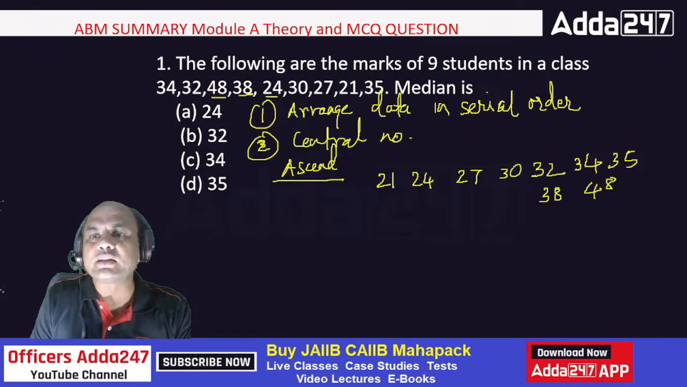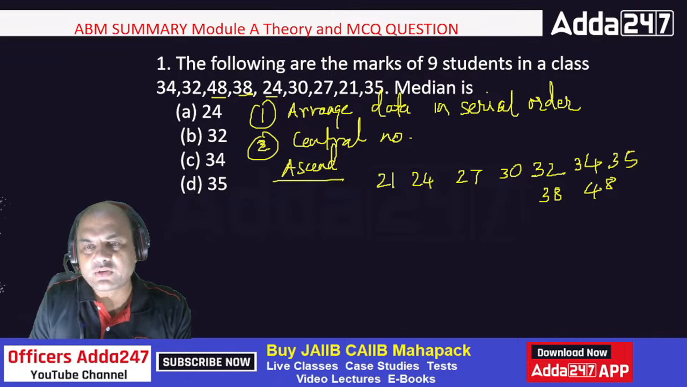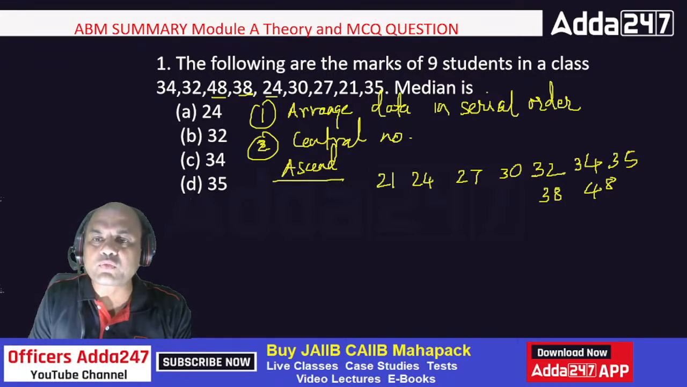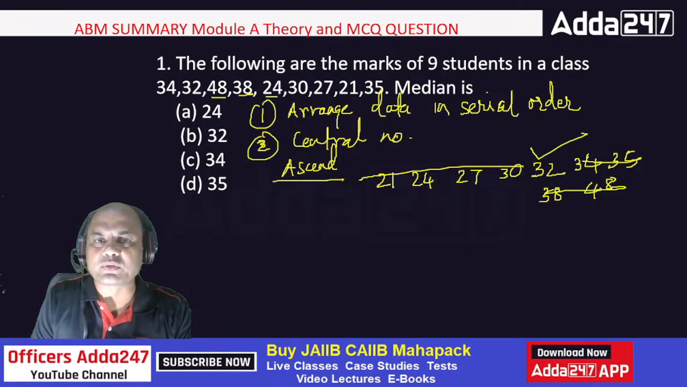So arrange the data in serial order, then find the central number. Central number means what? How many numbers are there? 9. So central means 4 out from this side, and these 4 out. So my central number is 32. So my median becomes 32.